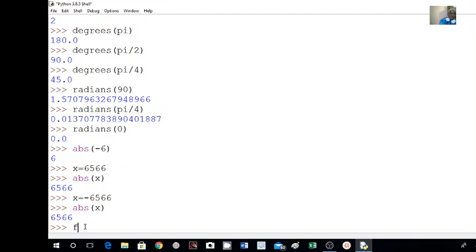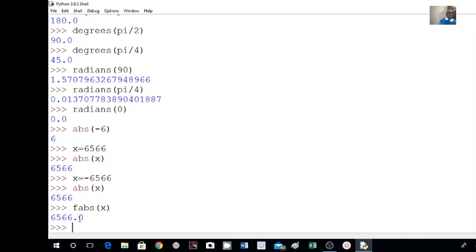And if I give fabs of x, what is x? Negative quantity now. See, what is the difference between this and this? ABS here is given only in integer form. If you put f here, fabs means it is in the float form. It is giving a point here. So it converts to positive and it is giving a point here. Okay.